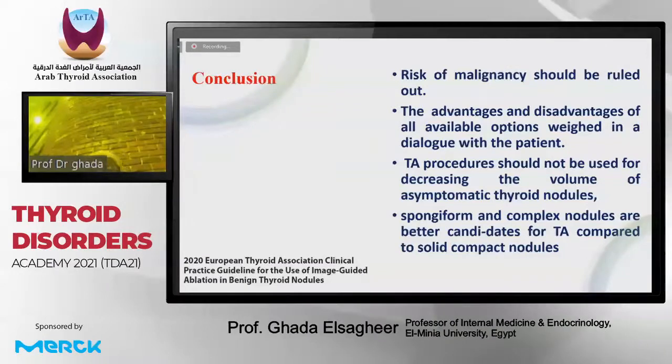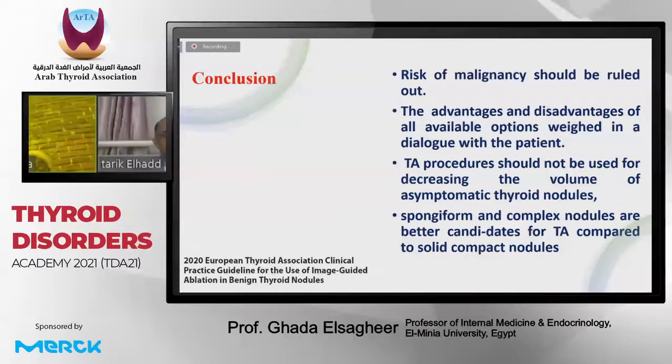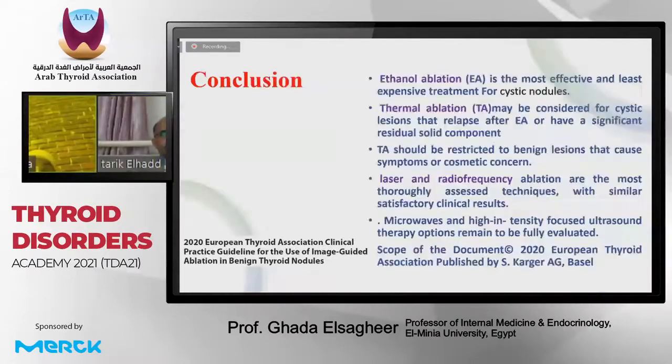In conclusion, the risk of malignancy should be ruled out before ablation therapy. The advantages and disadvantages of all available options should be weighed in a dialogue with the patient. Thyroid ablation procedures should not be used to decrease the volume of an asymptomatic nodule; no intervention for asymptomatic nodules. Spongiform and complex nodules are better candidates for thermal ablation compared with solid compact nodules.